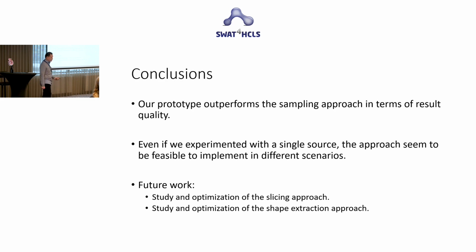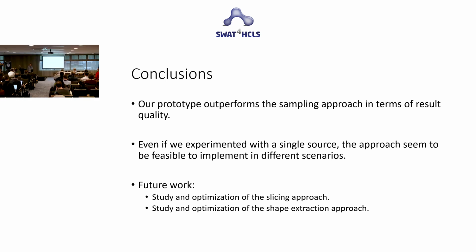Okay, these are the conclusions. Our prototype outperformed the sampling approach in terms of result quality. Even though we experimented with a single source, the approach seems feasible to implement in different scenarios. We only ran our experiments on UniProt, but this can also be generalized to any other RDF datasets. Future work is the study and optimization of the slicing approach, and also the optimization of the shape extraction approach. Okay, thank you very much.